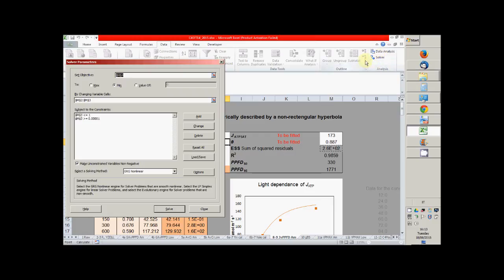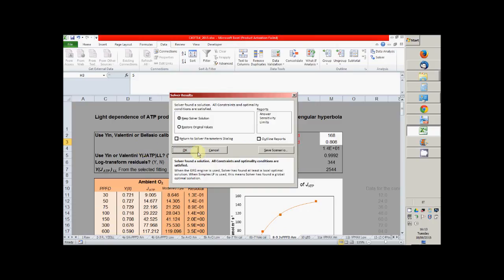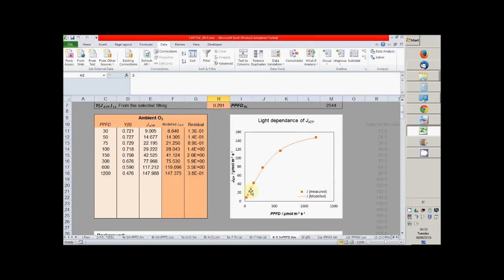We may open Solver, select the objective cell M4, which is the sum of the squared residuals, specify the two values of JATP sat and theta as variable cells, and a few constraints over theta to speed up the fitting procedure. We may now click Solve. So now the fitted hyperbola represents the PPFD response of JATP.